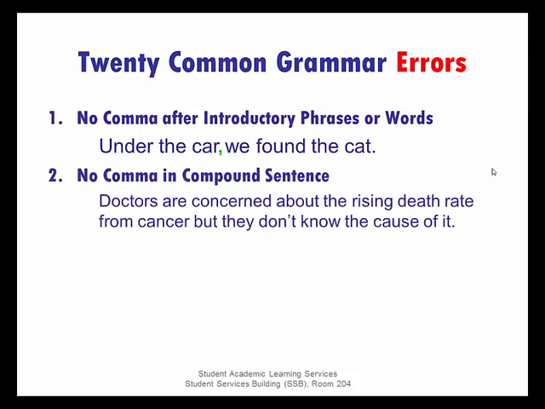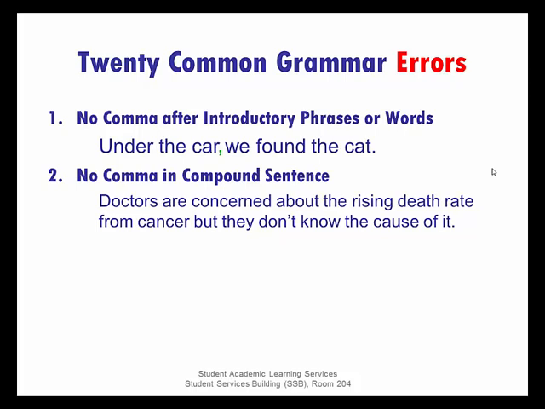Number 2, no comma in compound sentence. Compound sentence just means that 2 complete sentences have been attached to each other, and in this case, the sentence is, doctors are concerned about the rising death rate from cancer, but they don't know the cause of it. So the first complete sentence is doctors are concerned about the rising death rate from cancer. The second complete sentence is they don't know the cause of it.